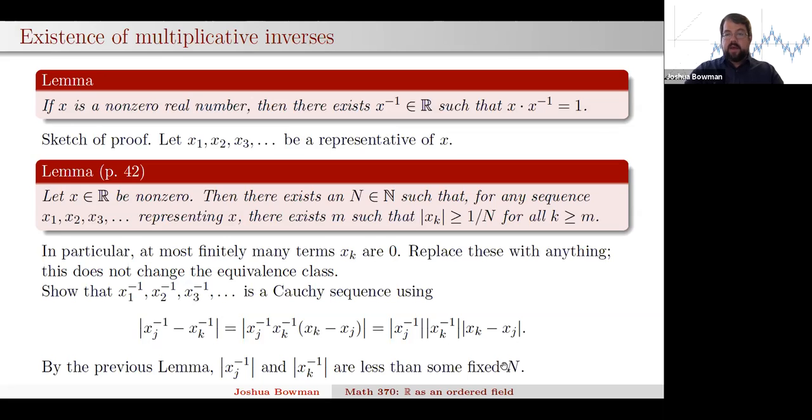capital N, okay? And so these two factors, the x of j to the minus 1 and x of k to the minus 1, those can't get larger than some fixed bound. And so if you're multiplying by something that's getting small, then the original differences will get small. Okay, so that's a sketch, and then you have to put in all the quantifiers and everything, which the book does.